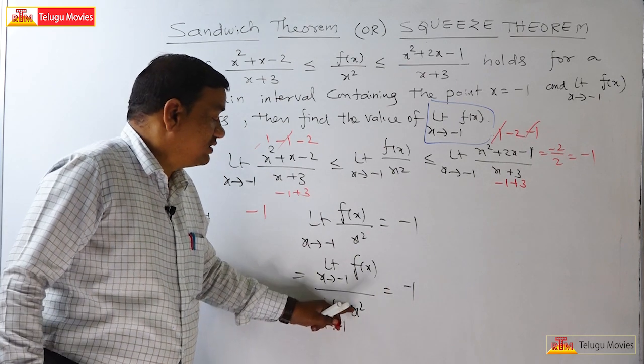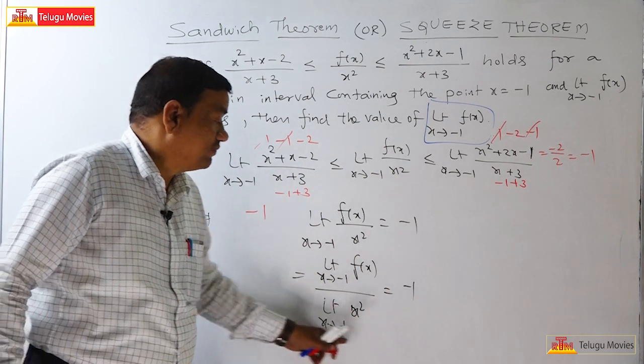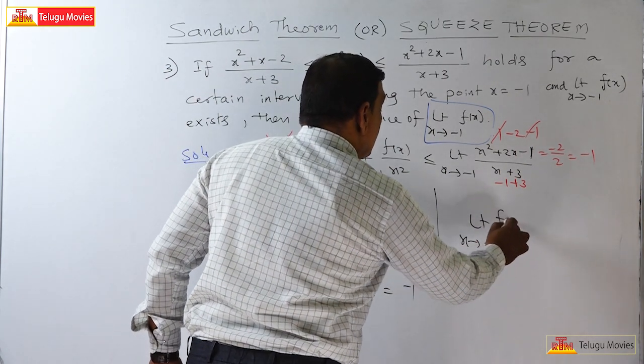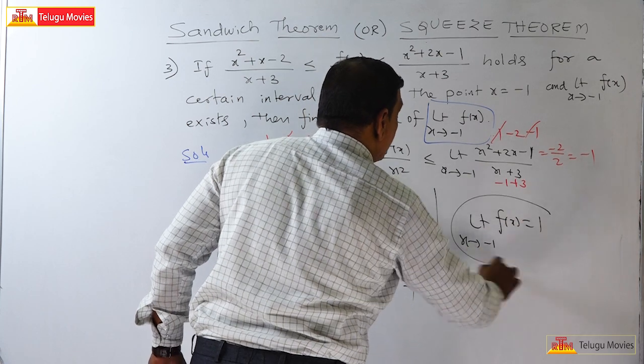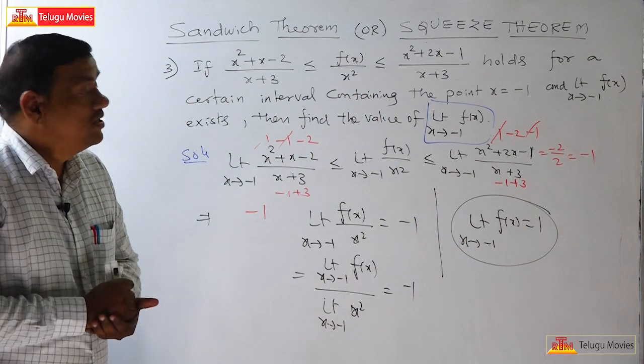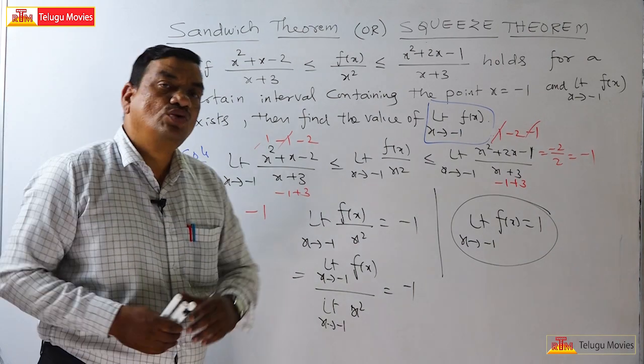Limit x tends to minus 1 of x squared: wherever x is there, substitute minus 1 whole squared, which is 1. Do the cross multiplication. So limit x tends to minus 1 of f of x is equal to 1. Understand? Limit x tends to minus 1 of f of x is equal to 1. I hope that you understand this solution. Let us move to the next problem.